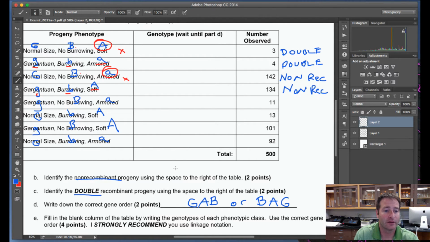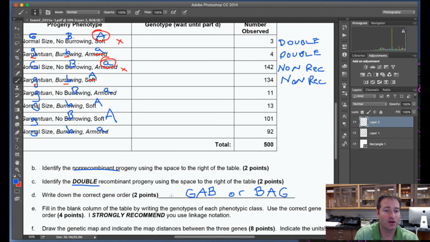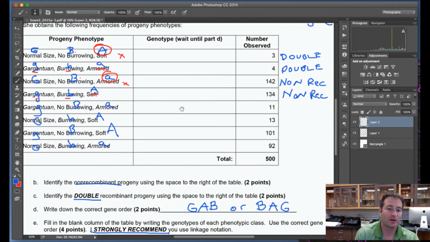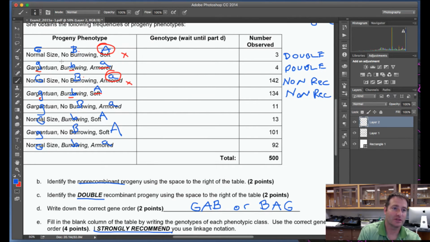All right. Now, fill in the blank column of the table by writing the genotypes of each phenotypic class. Use the correct gene order. I strongly recommend you use linkage notation. All I really mean here is to write down the genotypes that you wrote here, but in the correct order.